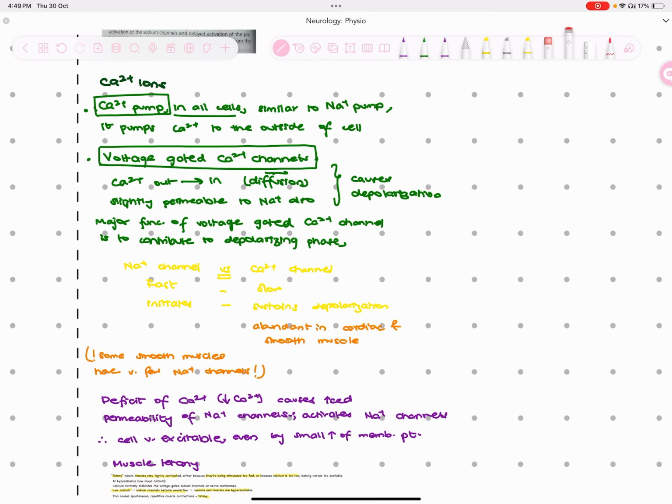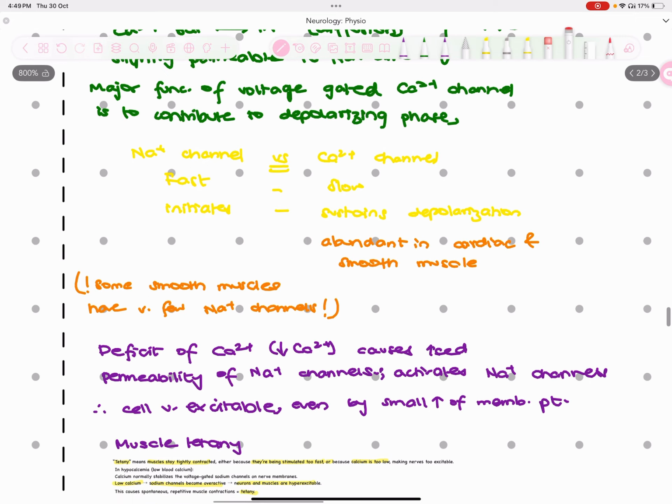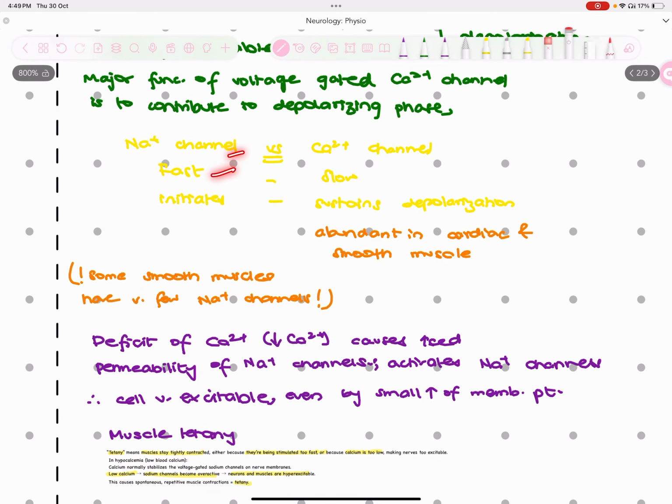So another ion which plays a role in action potential is calcium. The voltage gated calcium channels, when carrying in calcium, also carry in sodium, and therefore contribute to the depolarizing phase. This is a very major function of the voltage gated calcium channel. So what is the difference between sodium channel and calcium channel? The sodium channel is fast acting. It's going to initiate the action potential no matter what. But the calcium channel is very slow, and it's slow to close as well, so it's going to sustain the depolarization.